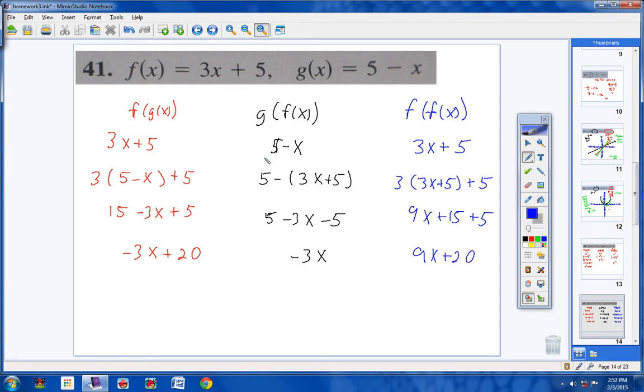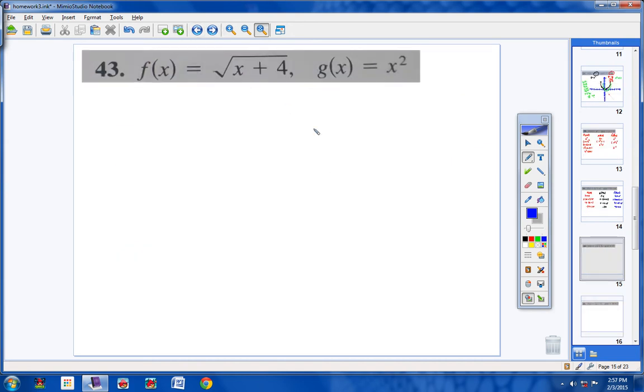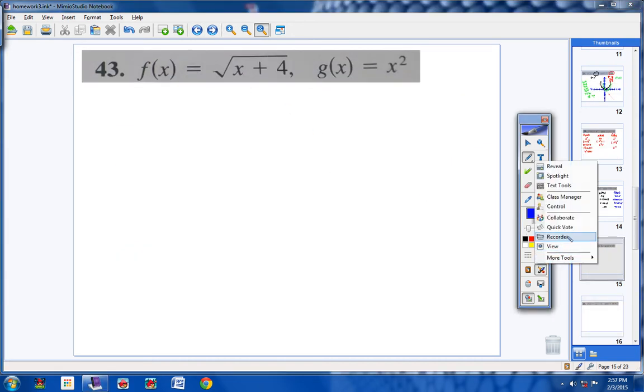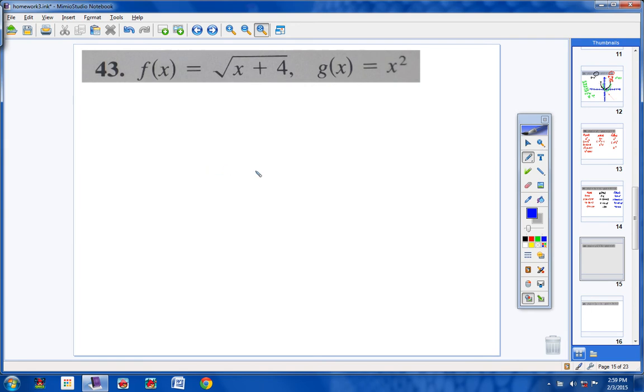Alright, moving on now to numbers 43 through 51. They want us to find f of g and g of f and find the domain of each function and composite functions. Okay, so let's go ahead and get started with this. Here we go, number 43. Okay, students, here we go. First of all, we're going to find the domain of each of these functions real quick. Then we'll do f of g of x and g of f of x, okay?